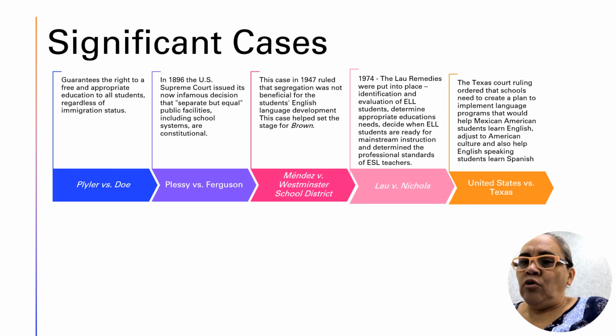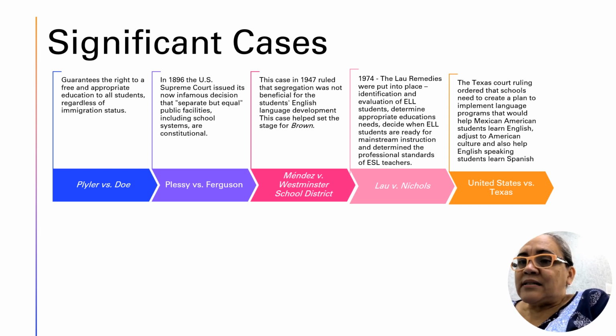Then in 1974 was a huge win for English learners. This was Lau versus Nichols, and basically this established the Lau remedies. Basically, this set forth the identification and evaluation of ELL students. It determined the appropriate educational needs of the student in order for them to succeed. It decided when ELL students were ready for mainstream instruction and determined that teachers needed to have professional standards in order to work with ESL students.